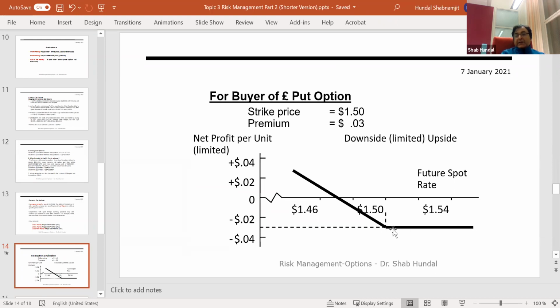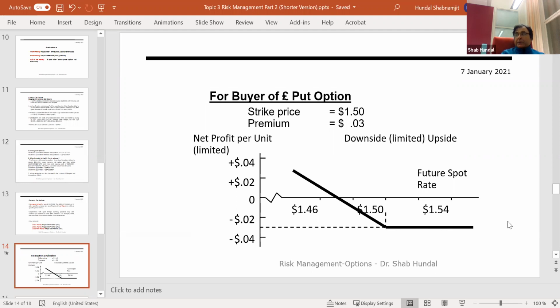And you can see that here. You will not lose more than 3 cents. 3 cents is the maximum loss which you have. It means your loss is limited. But in this case, your upside potential is also limited, but your upside potential is more than the downside loss, basically. Okay. So this is the payout.